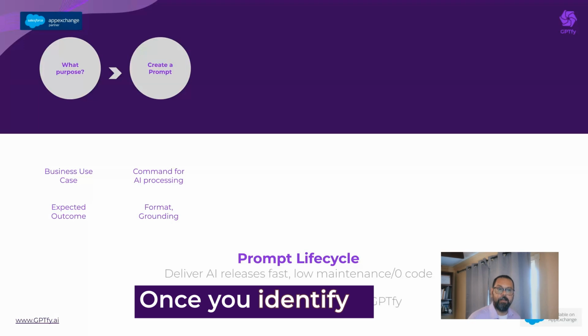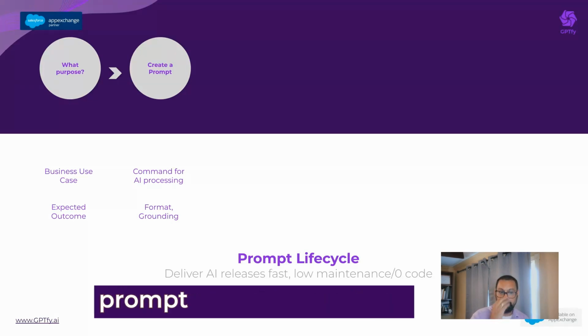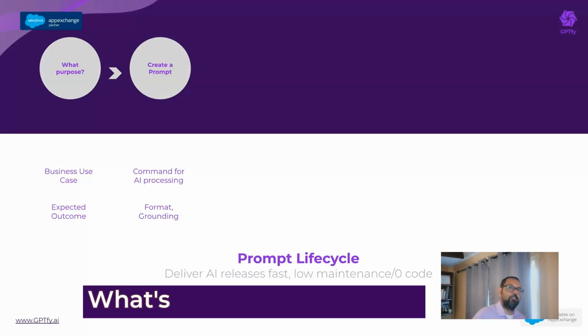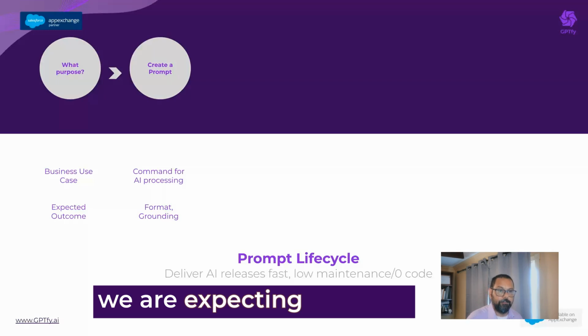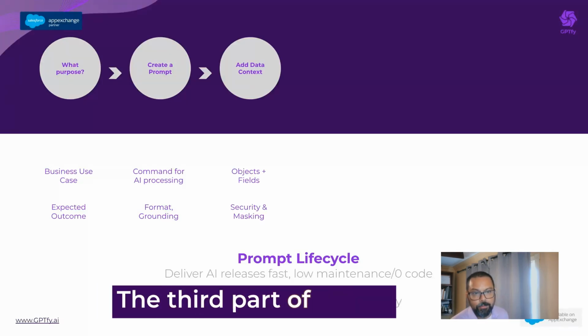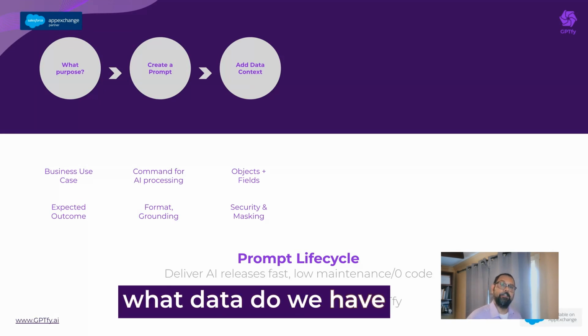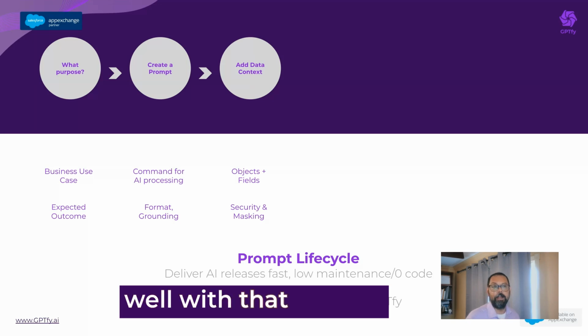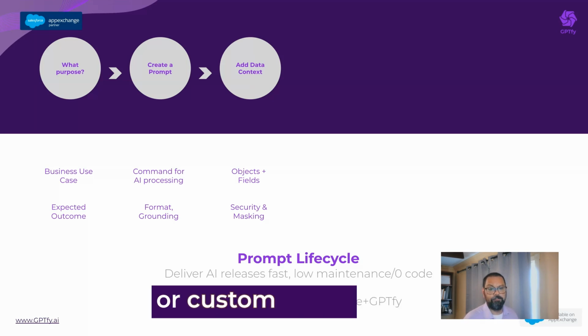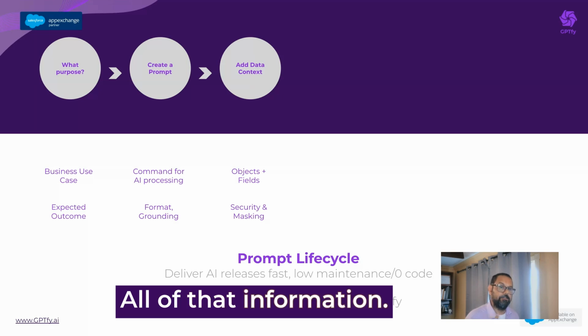Once you identify a business use case, then you can think about the prompt aspect of it, right? What is the command for AI processing? What's the format of output we are expecting from AI? Do we need to do grounding around it? Things like that. The third part of this is what data do we have that actually aligns well with that prompt and to the purpose? They may be in standard objects, custom objects, managed package objects. They may be in standard or custom fields, all of that information.